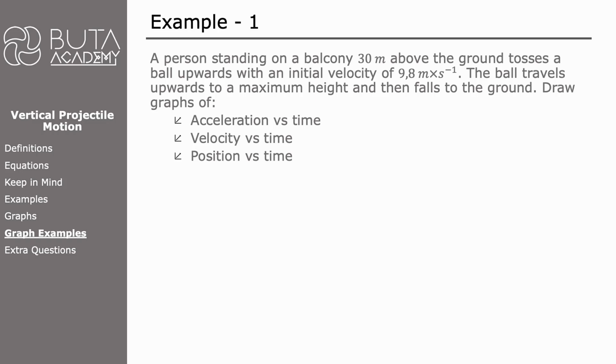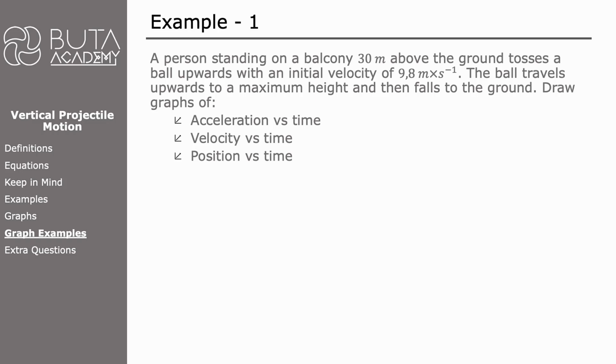A person standing on a balcony 30 meters above the ground tosses a ball upwards with an initial velocity of 9.8 meters per second. The ball travels upwards to a maximum height and then falls to the ground. Draw the following graphs: acceleration versus time, velocity versus time, and position versus time.